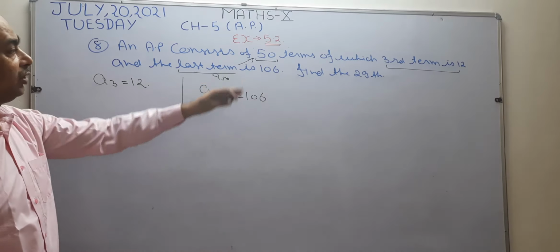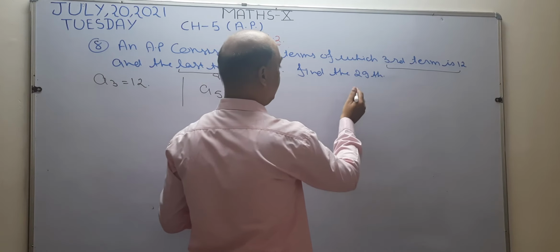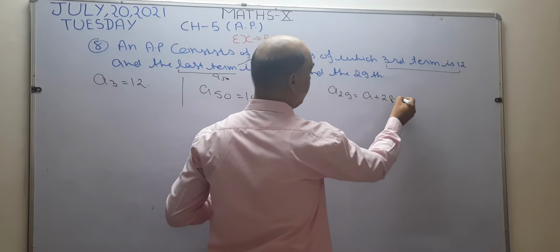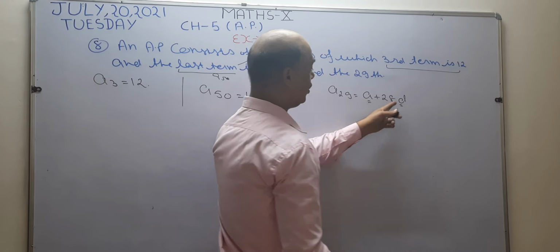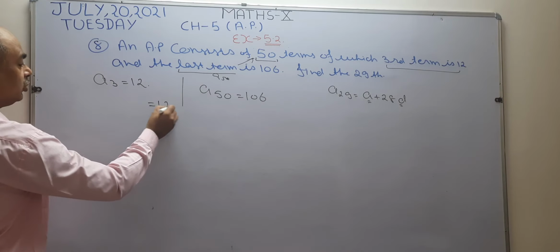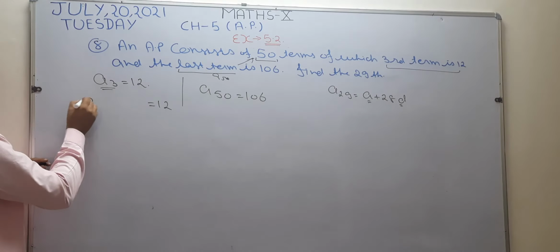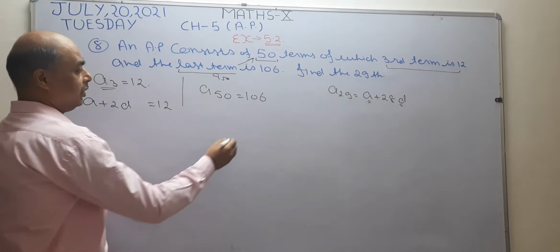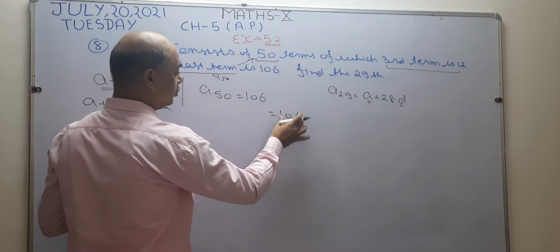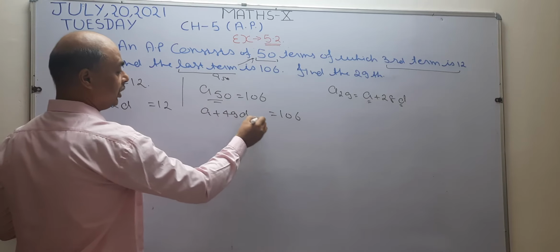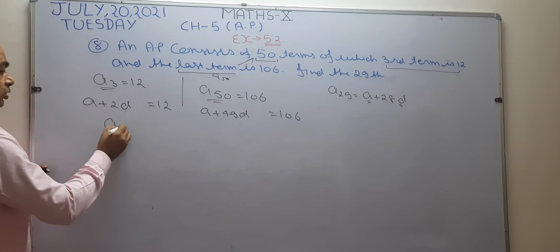Now in this question we have to find the value of its 29th term. For finding the 29th term, the formula is A plus 28D. For this we have to find the value of A and D from the given terms. So this is the constant value, so this is going to remain the same. Instead of A3, can I write A plus 2D? This is the formula for finding the third term of the AP. Again 106 is a constant value, so this is going to remain the same. A50 can be written as A plus 49D. Now two equations are there. Solve these two equations by using the elimination method.